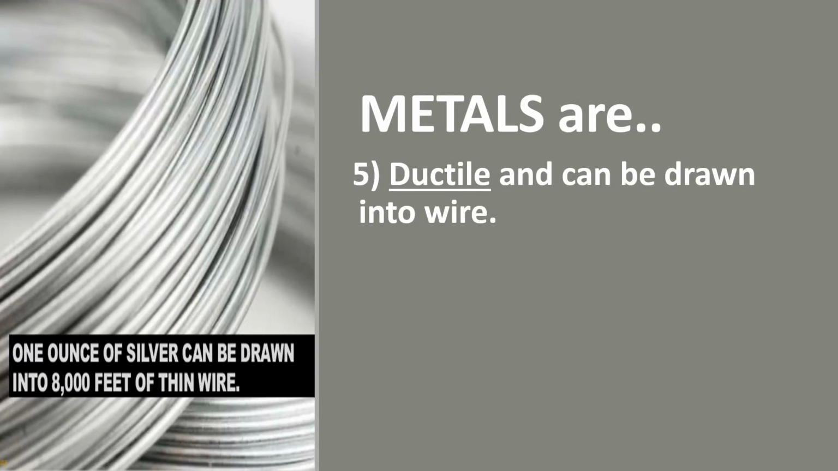They're also ductile and can be drawn into wire. So 1 ounce of silver, I think I misspoke earlier, but 1 ounce of silver can be drawn into 8,000 feet of thin wire. That's 1 ounce, which is not that much. So ductility is the ability to be drawn into a wire. Now, if you're having trouble imagining that, think of guitar strings.